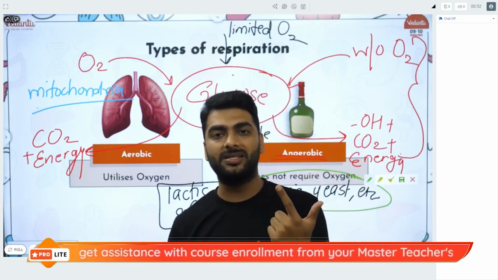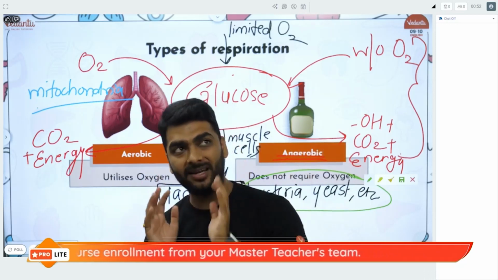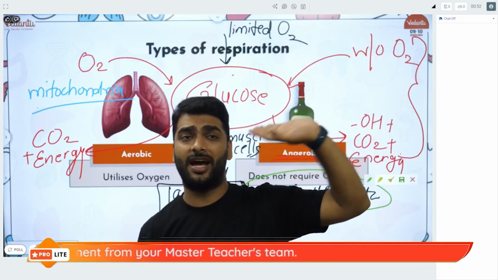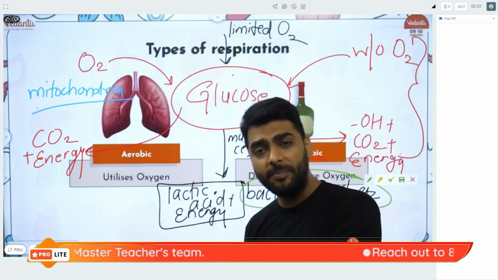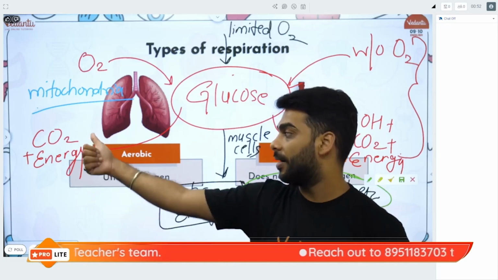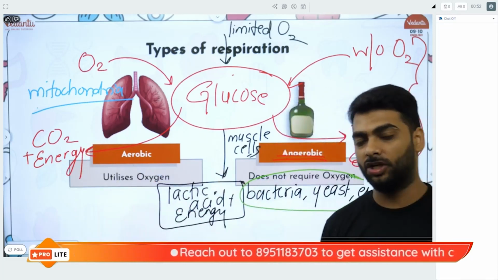So what do the muscles decide? Hey dude, wait. We will break down the glucose and create the energy. You give me oxygen later. I do not have time for this. Right? So that is in the presence of limited oxygen, where instead of making carbon dioxide and energy, my muscle cells make only lactic acid and energy.